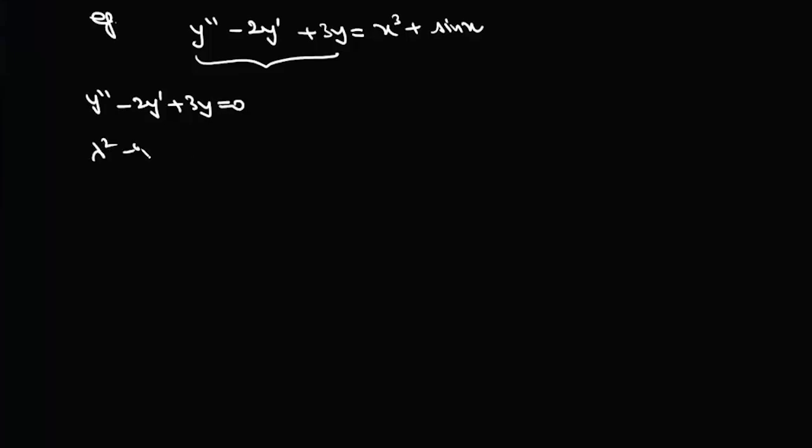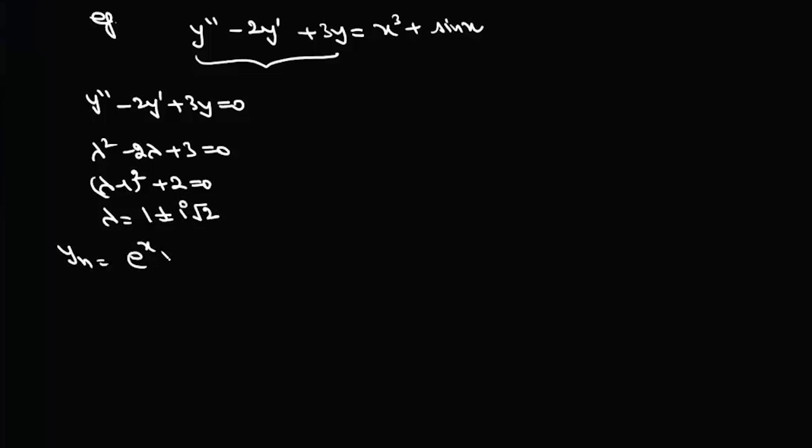So there will be lambda square minus 2 lambda plus 3 equals to 0. Lambda minus 1 whole square plus 2 equals to 0. So lambda will be 1 plus minus iota root 2. So this yh will be simply e to the power x c1 cos root 2x plus c2 sin root 2x. Now we need to find yp.